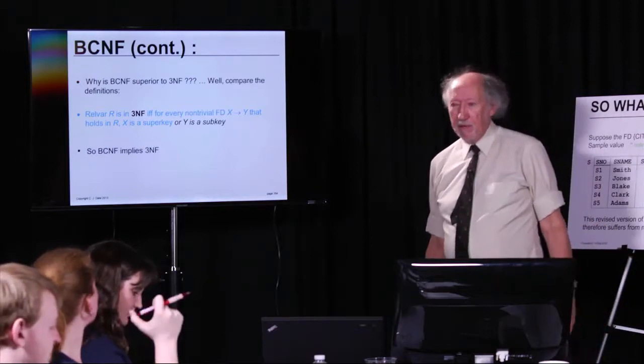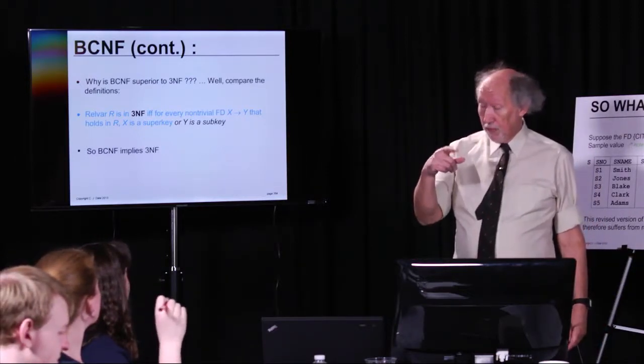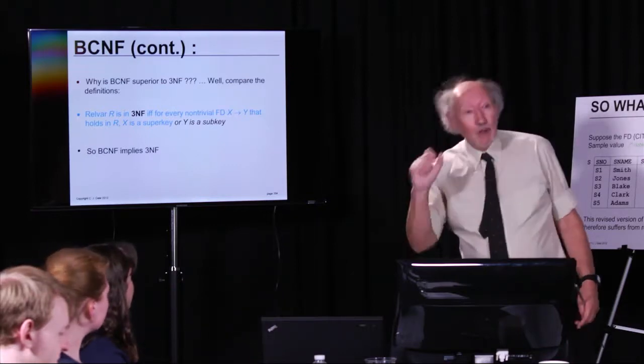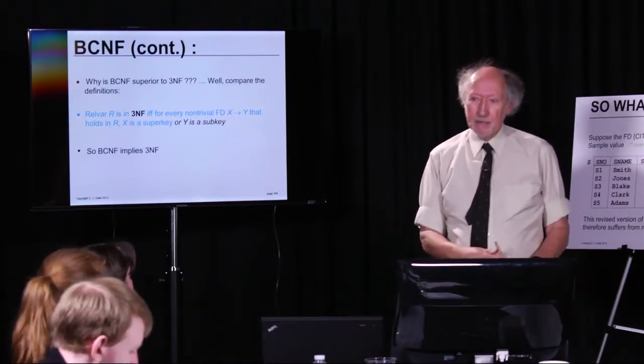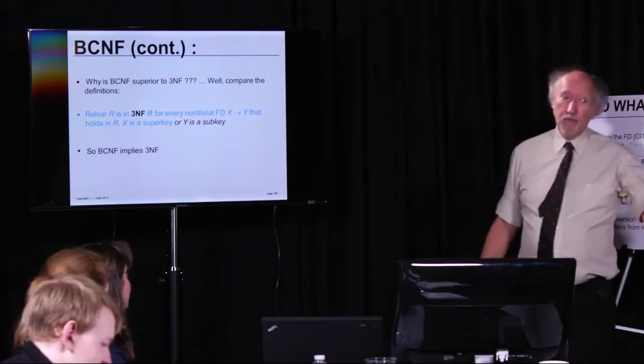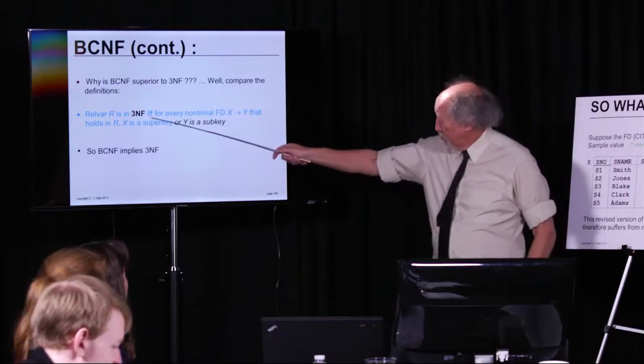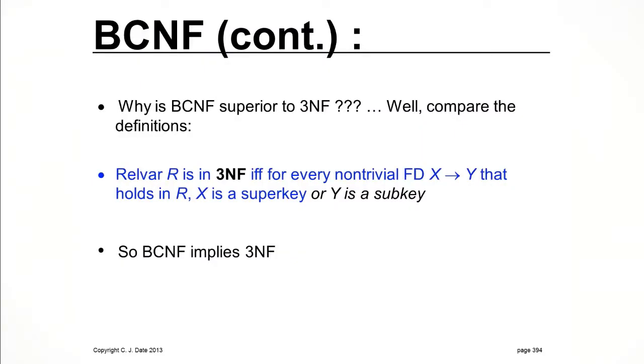Why is it superior to third normal form? Well, just compare the definitions. If you remember, third normal form had two conditions, A and B. We drop condition B to get to Boyce-Codd, which shows that everything in Boyce-Codd normal form is in third normal form. Here's the definition of third normal form. X is a superkey or Y is a subkey. If we drop that bit, we get a definition of Boyce-Codd normal form. So Boyce-Codd normal form implies third normal form.